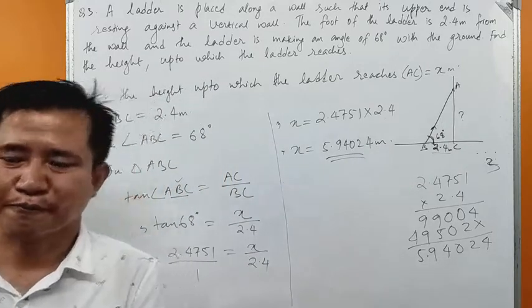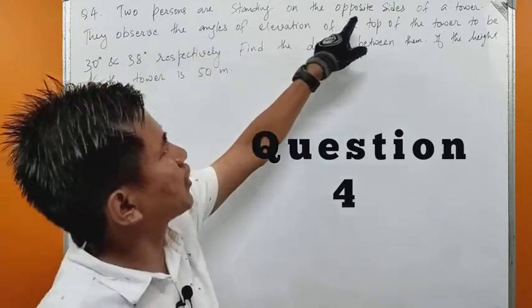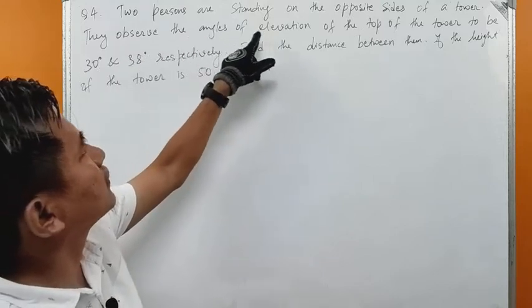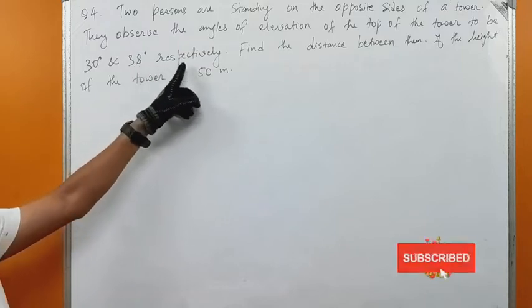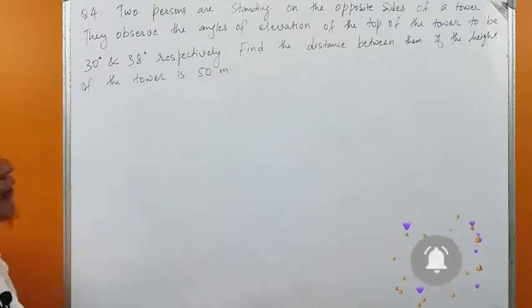Question number 4. Let's do question number 4. Two persons are standing on the opposite sides of a tower. They observe the angles of elevation of the top of the tower to be 30 degree and 38 degree respectively. Find the distance between them if the height of the tower is 50 meter.